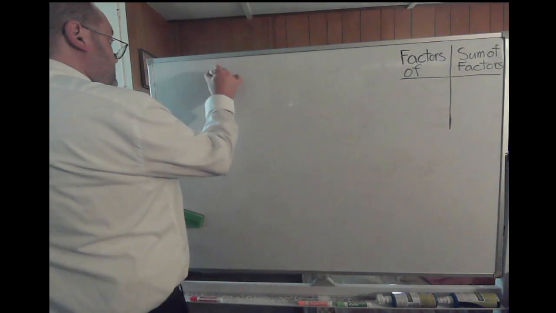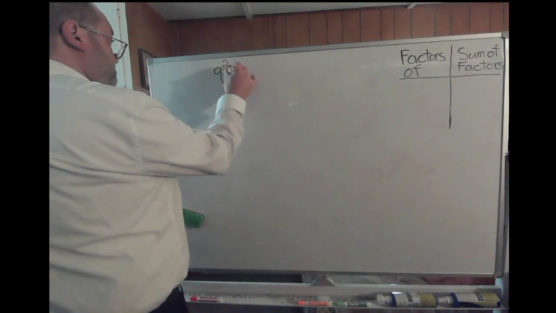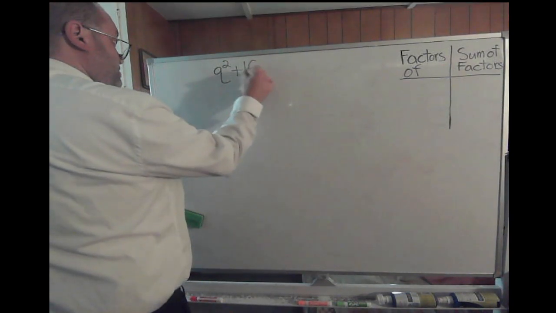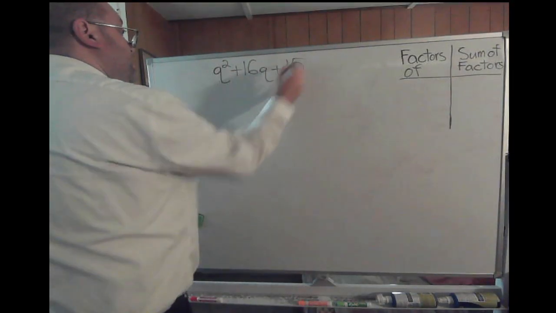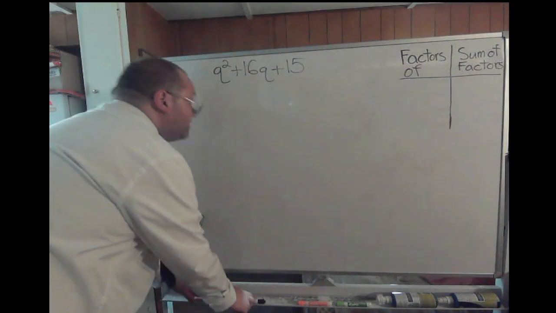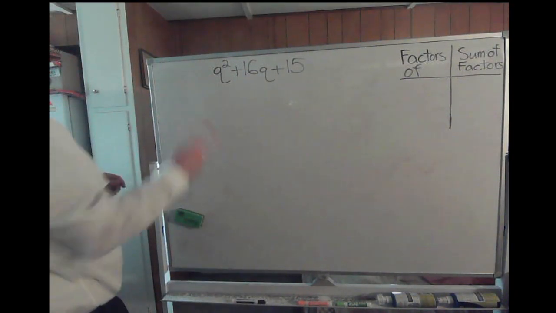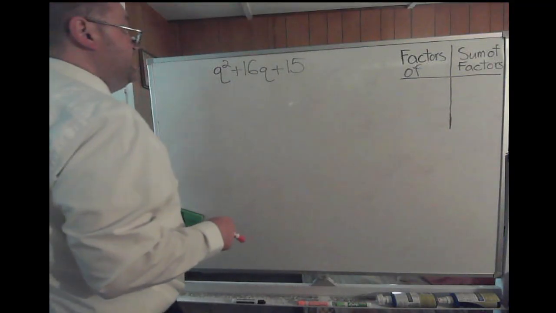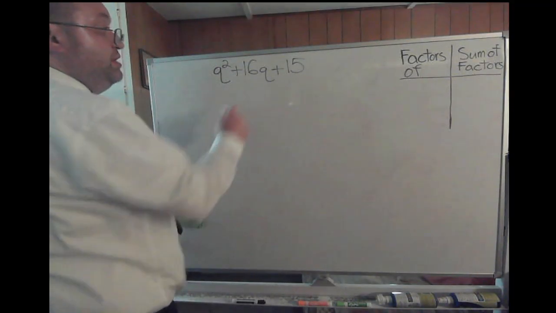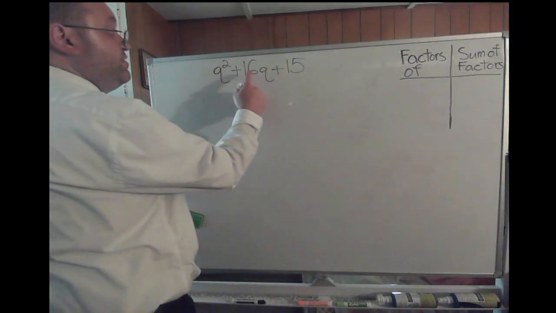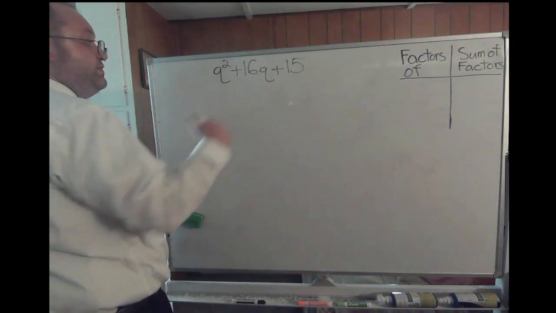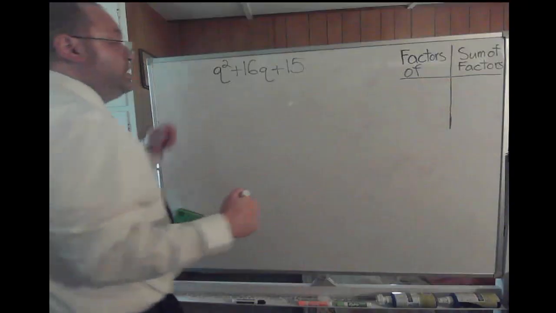Alright, we got q squared plus 16q plus 15. The coefficient on your q squared term is 1, so your life's going to be easy. You have a positive term in the middle, so you want to find positive factors of 15 that when added together will give you 16 for your coefficient of the q to the first term.